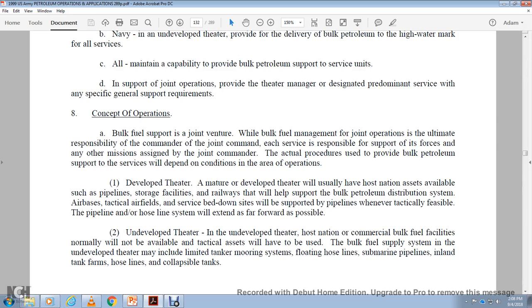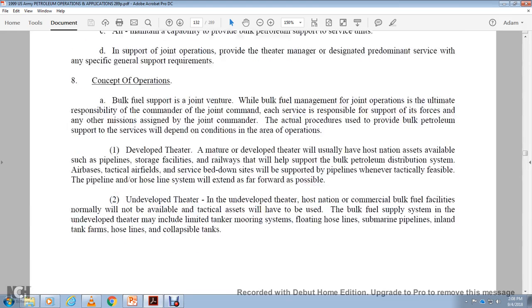Undeveloped theater: in an undeveloped theater host nation, commercial bulk fuel facilities normally will not be available. Tactical assistance will have to be used. The bulk fuel supply in the undeveloped theater may include limited tanker mooring systems, floating hose lines, submarine pipelines, inline tanker forms, hose lines, and collapsible tanks.